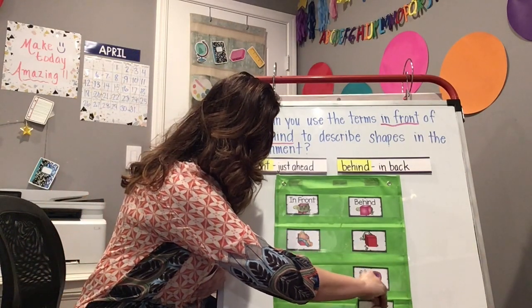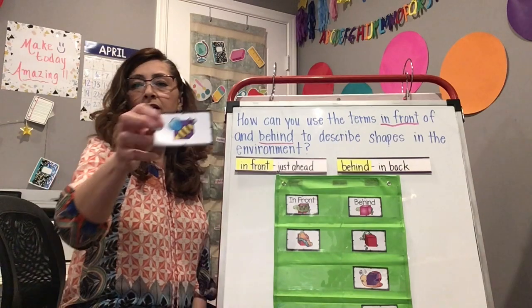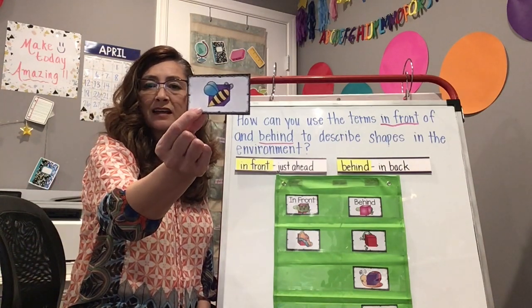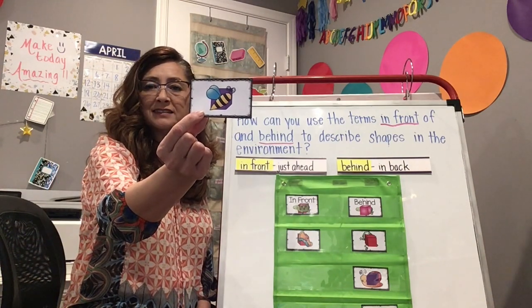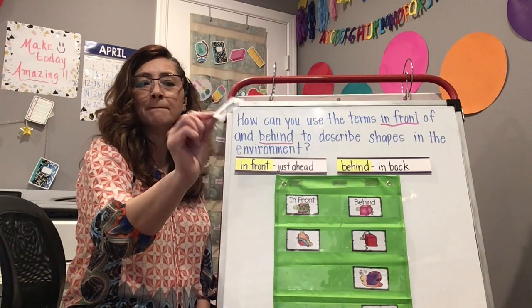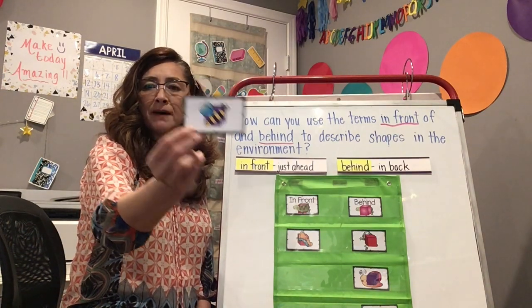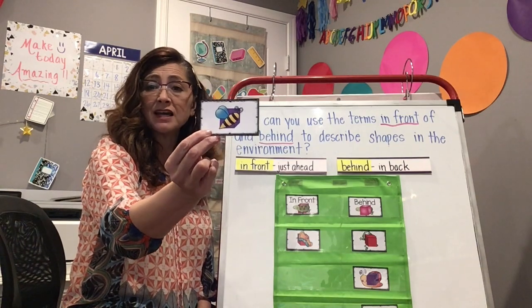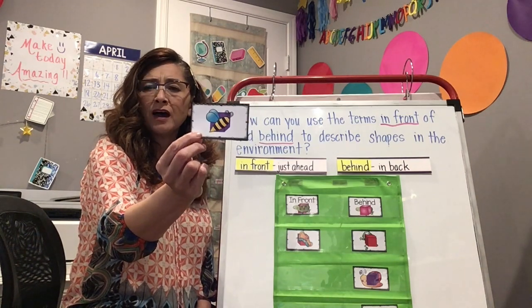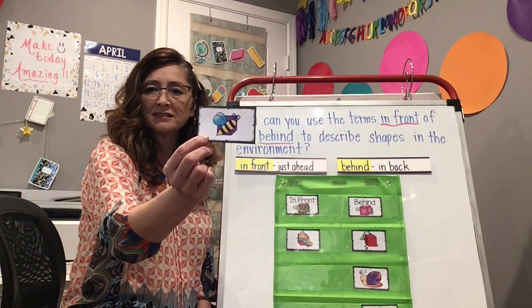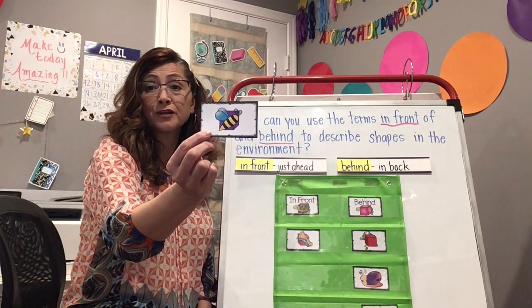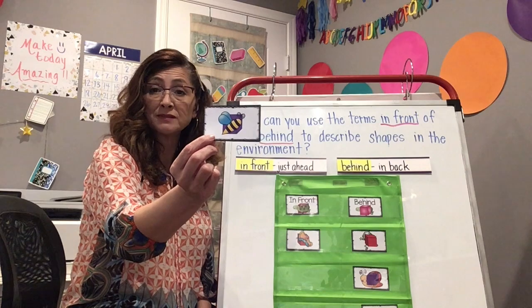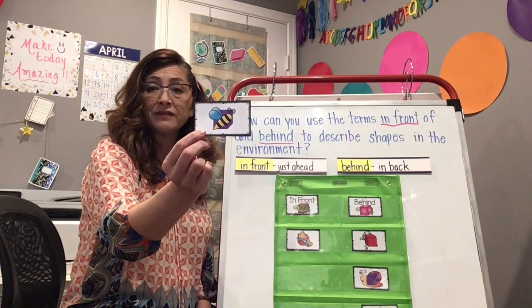Okay, let's take a look at our next one. Now let's take a look at this animal or insect. That's right, that's a bumblebee. Now where is that bumblebee? That's right, the bumblebee is in front of the purple cube. How do we know she's in front? That's right, there's a part of the cube we can't see. So she must be just ahead or in front.